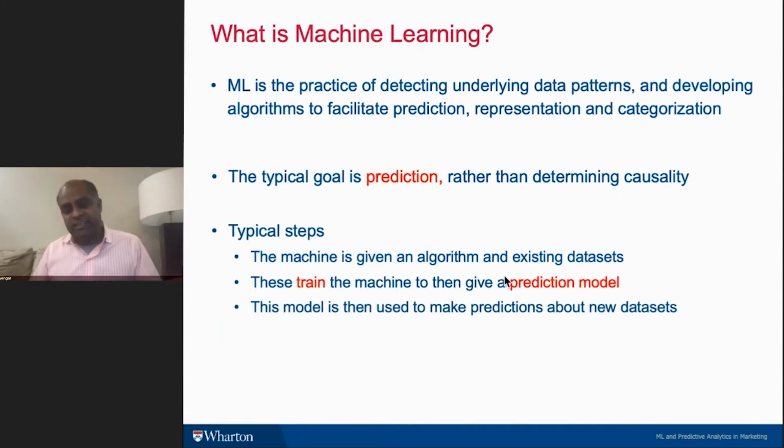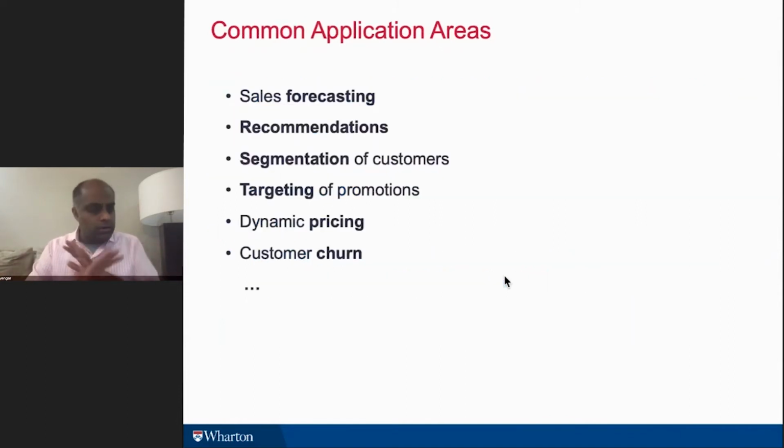Training data is basically the data you're using for calibrating the model, or quote unquote training the model. The test data is the data that you're using for testing the model. So I think the names are quite self-explanatory. That's exactly how they are used. Now, there are many areas in which machine learning has had a lot of success: forecasting, recommendation, segmentation, targeting, dynamic pricing. And I think the list keeps going on and on.